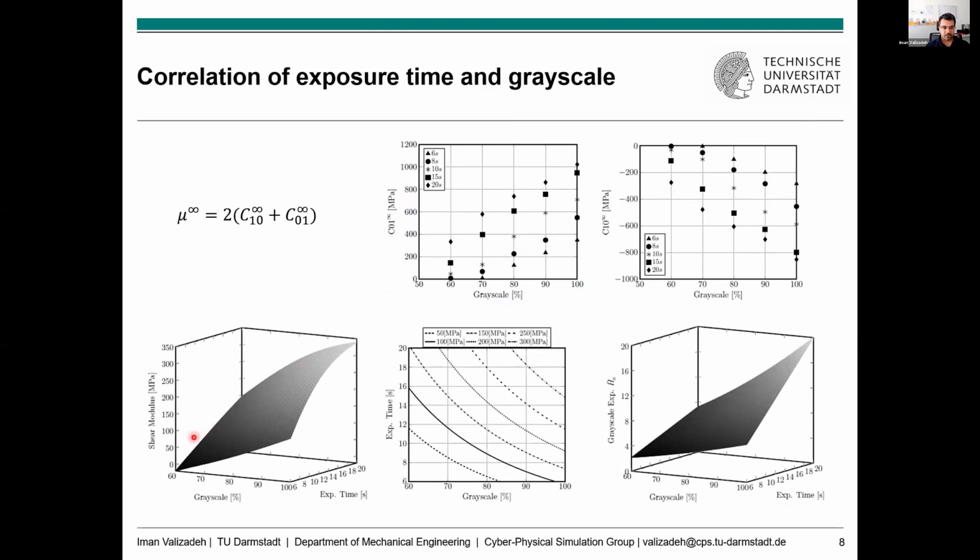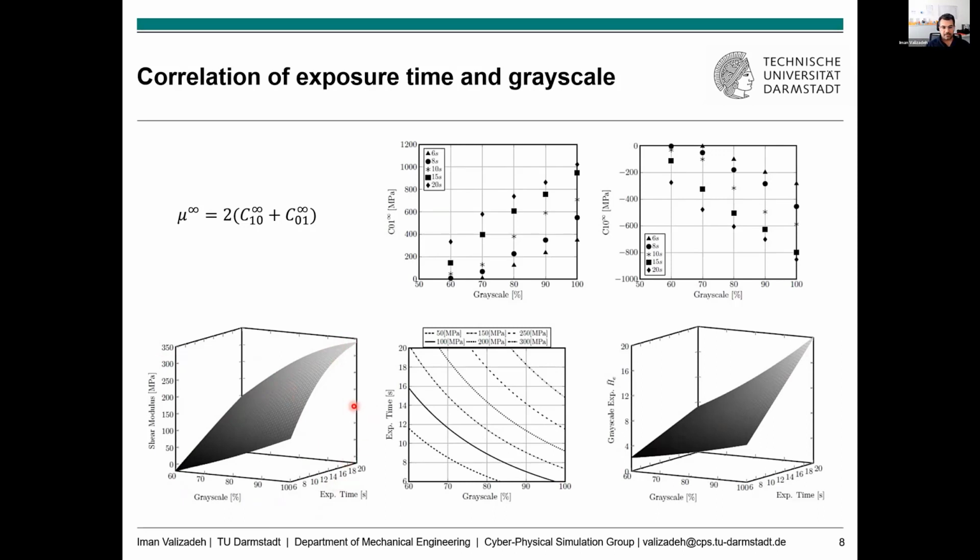We see here that by increasing the process parameters, the absolute value of the constitutive constants increases. We have here the shear modulus, which is plotted for different values of the process parameters. And we see that by increasing the process parameters, the grayscale exposure increases and the shear modulus increases. But after some point, it converges to some value here. That means from this point, by increasing the process parameters, the shear modulus cannot be increased and the material cannot get stiffer. And that is the final stiffness that we can have in the material.